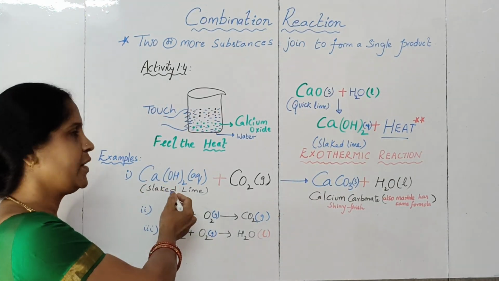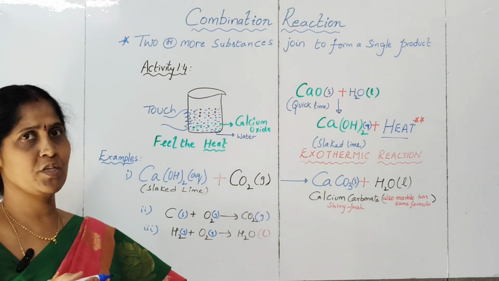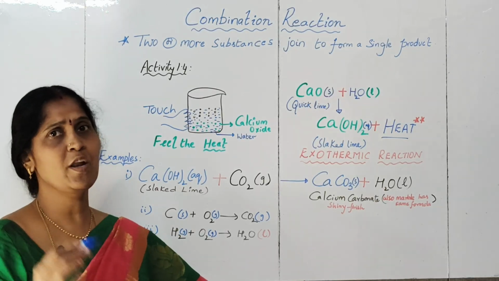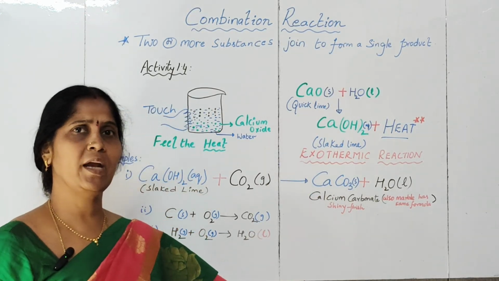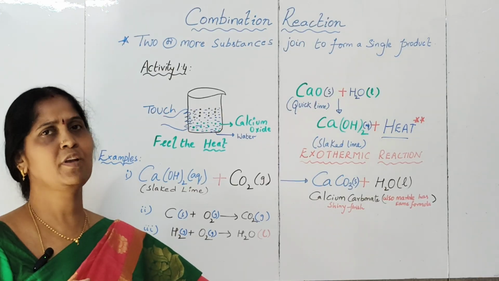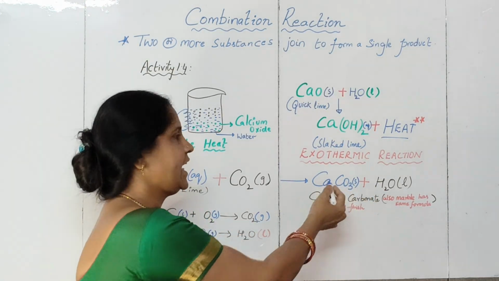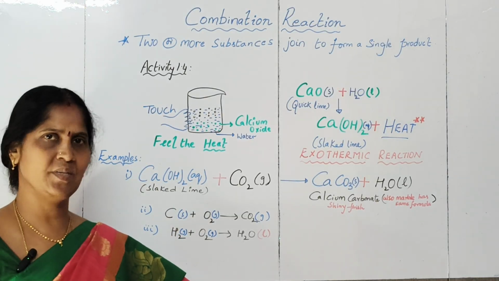So calcium hydroxide, which is slaked lime, when you use it for whitewashing, after a period of 2 to 3 days, will react with the carbon dioxide present in the atmosphere and form calcium carbonate, which will give the shiny finish to the walls. This is how the reaction proceeds, and calcium carbonate is also the formula for the marble substance.